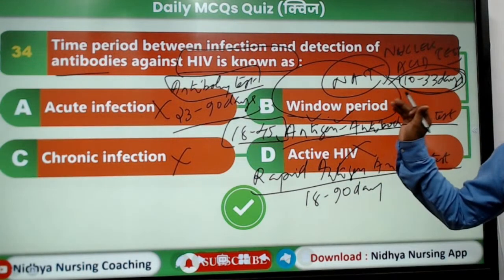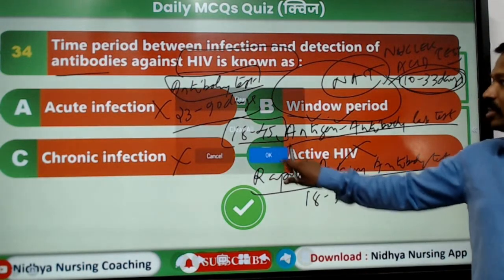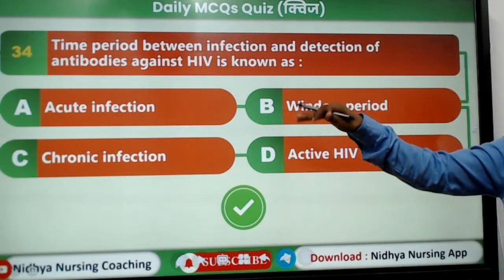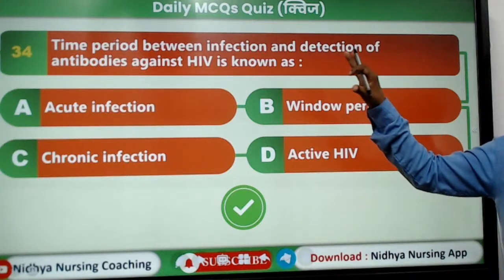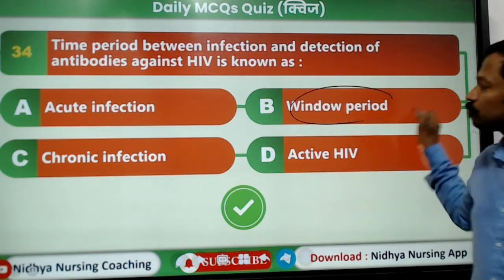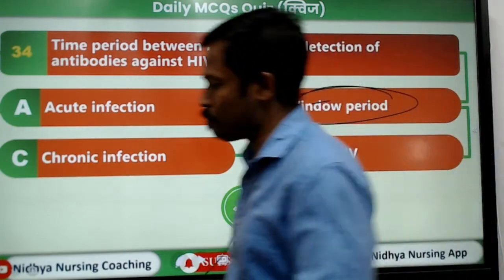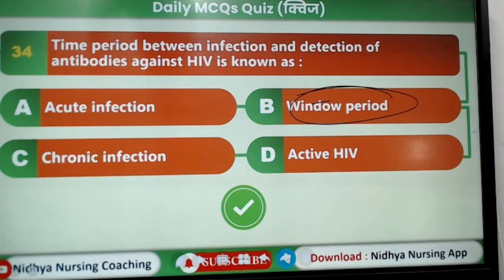So what is the answer? The period between infection and the detection of antibody in a patient against HIV is known as window period. Okay, fine. Next, we'll move on.